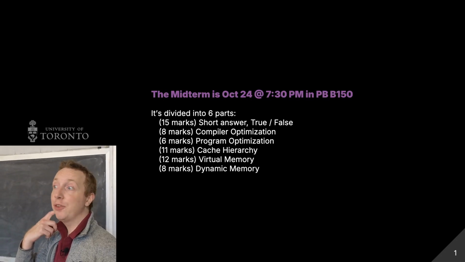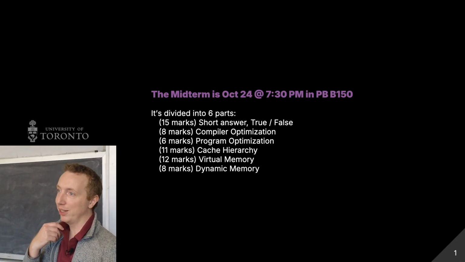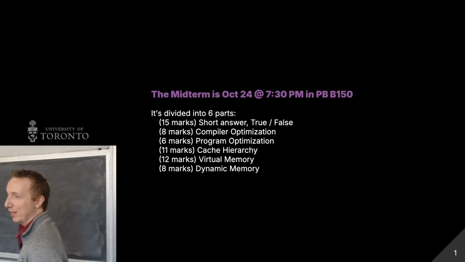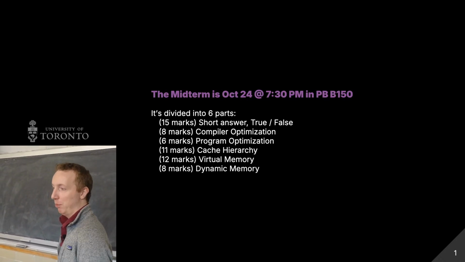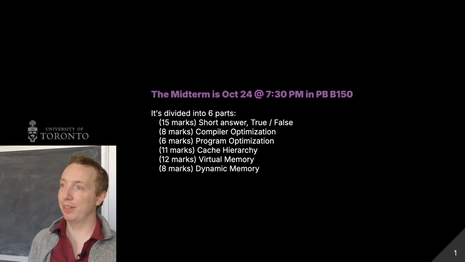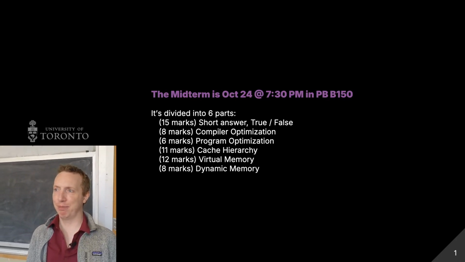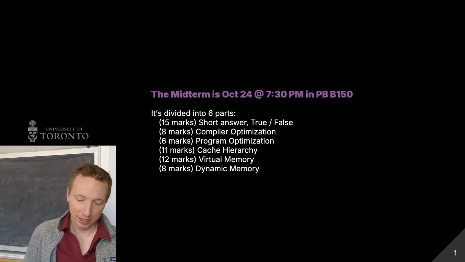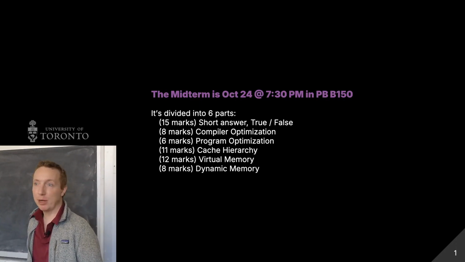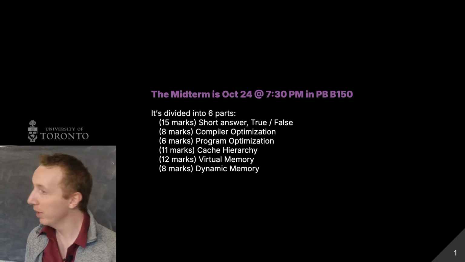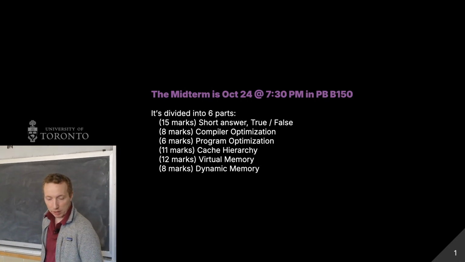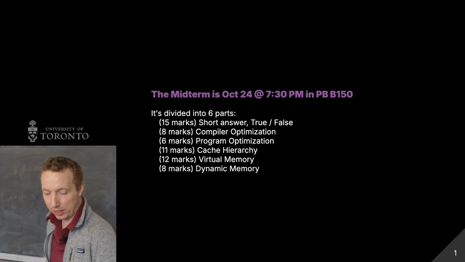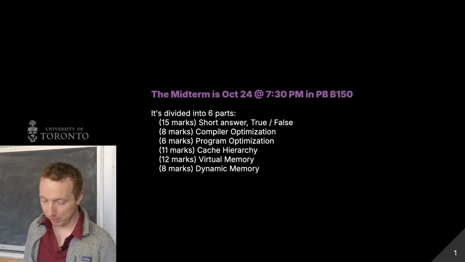The only aid sheet you have is what I just posted on Discord, and it's fairly lame. It is just a list of the GNU GCC compiler options. Just shows you a whole bunch of flags, hopefully to jar your memory a little bit in case you forget names. But other than that, closed book, not too bad. So short answer, true, false, 15 of them.